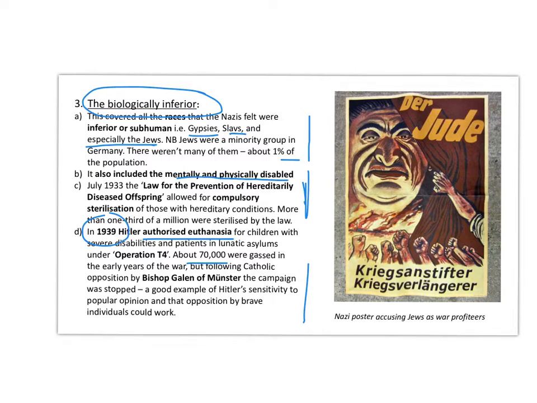A good example of Hitler's sensitivity to popular opinion, and that opposition by brave individuals could actually work. And Hitler learned from that. And so later on, when the decision was definitely concretely made that he wanted to gas all the Jews of Europe, a key part of that is that the murder of the Jews would actually not happen in Germany. It would actually happen in the occupied East, particularly in Poland, because Hitler was very, very sensitive to the majority of German people witnessing these sorts of violent, radical policies towards the biologically inferior, as he called them.